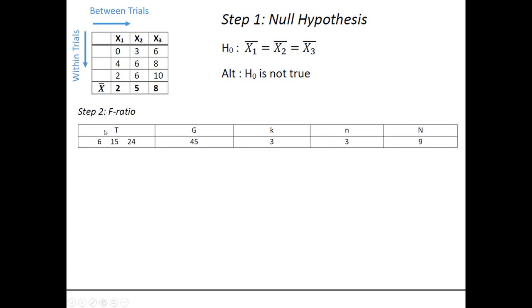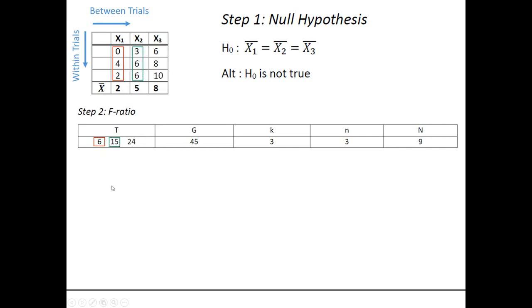To calculate the F ratio, we will need a couple of things calculated first. We have T, which is the sum of all trial data points. We have G, which is the sum of all data points. K is the number of trials, N is the number of data points in each trial, and N total is the total number of data points. T first is going to be the sum of the data points in trial number 1. As you can see, trial 1, shown here by the red box, is 0, 4, and 2. Therefore, the sum of them will be 6.